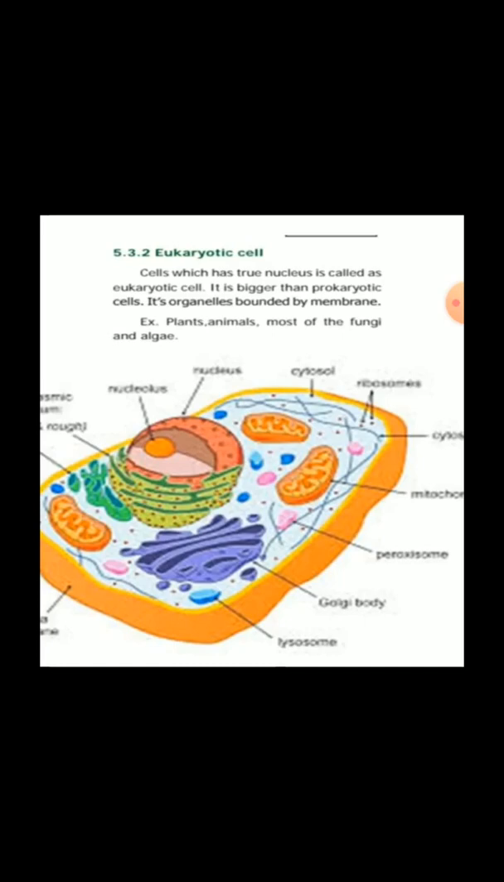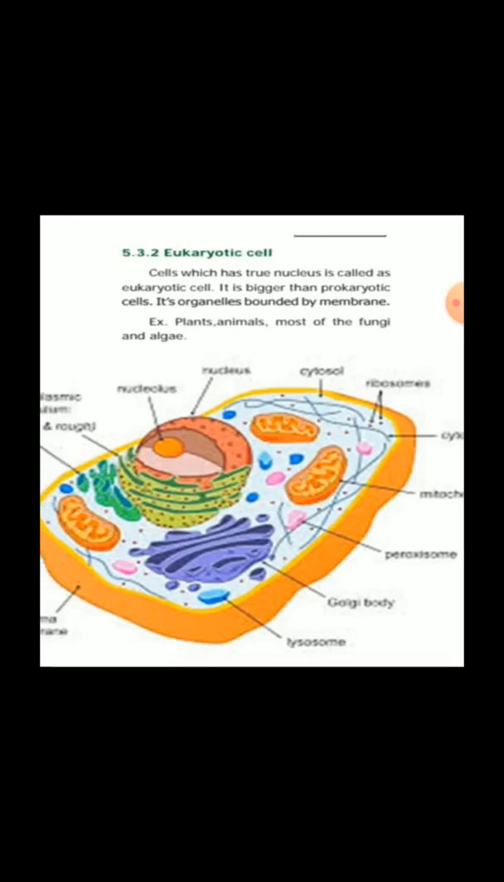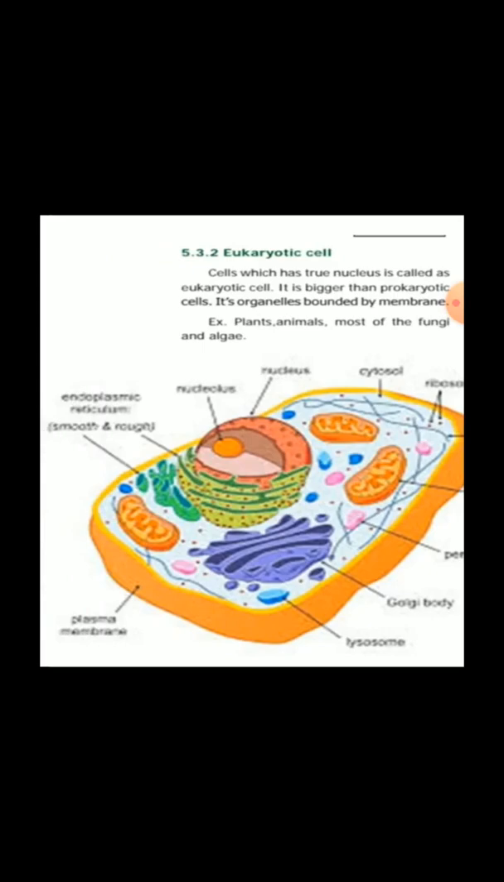It evolved from the prokaryotes. It contains a nucleus. It is single-celled or multicellular. So the eukaryotic cell has a true nucleus and membrane also. Examples: plants, animals, most of the fungi and algae. These are the examples of eukaryotic cells.